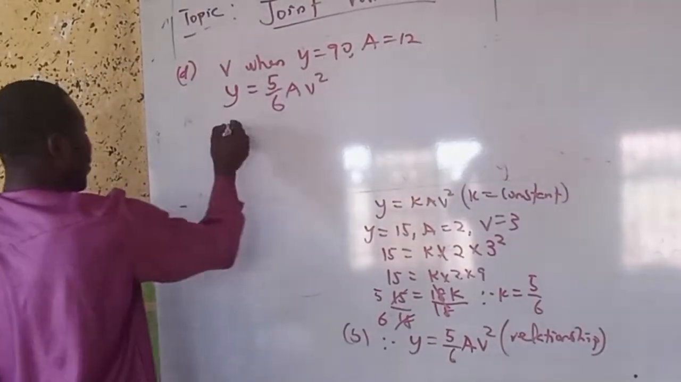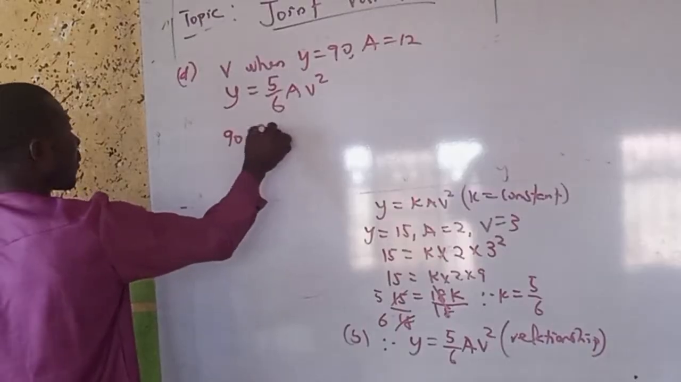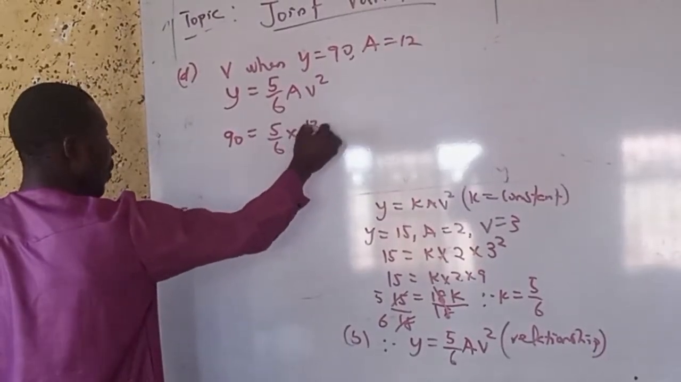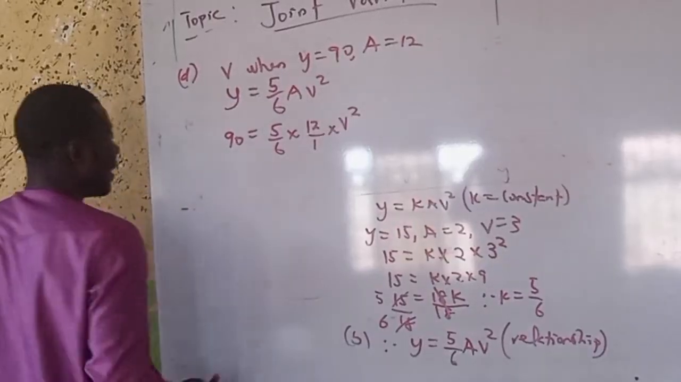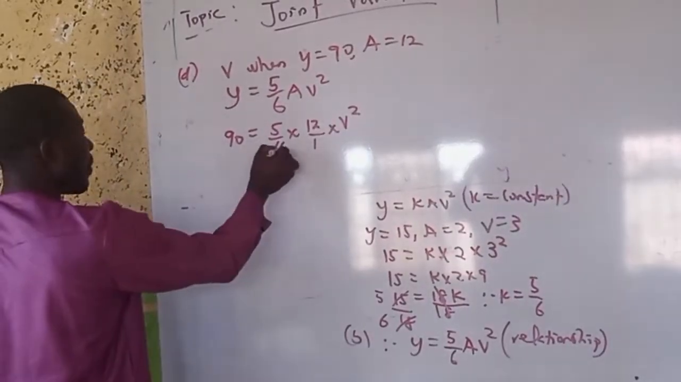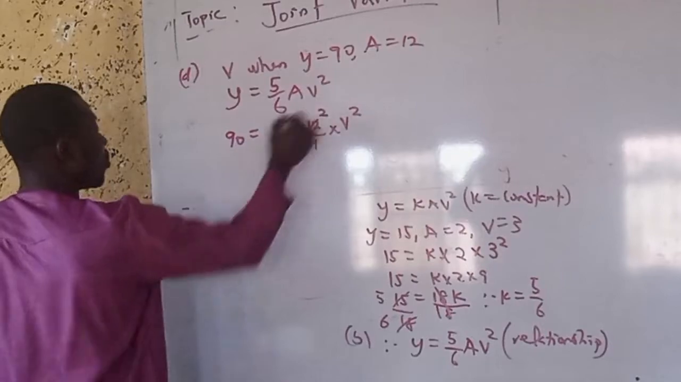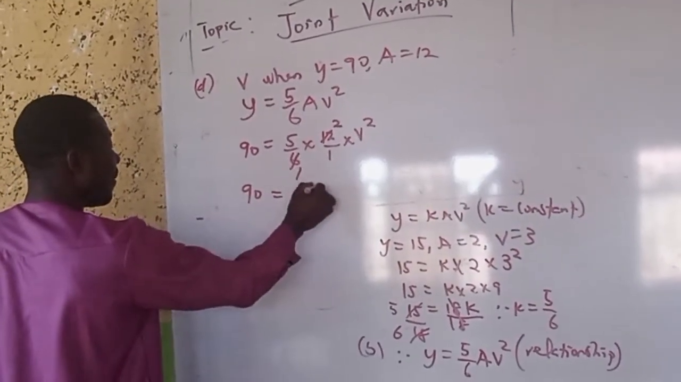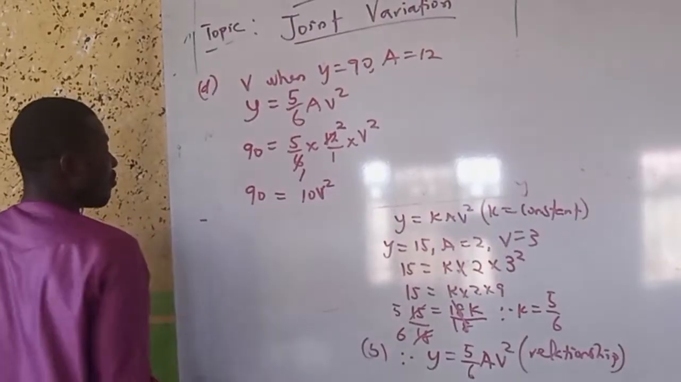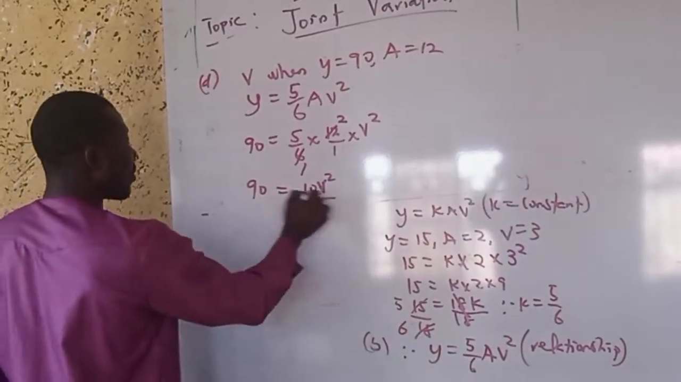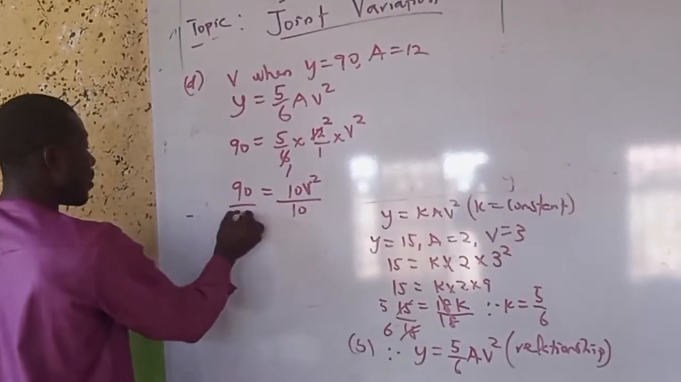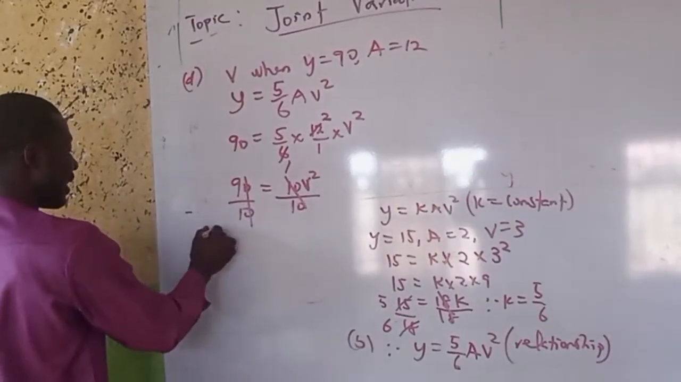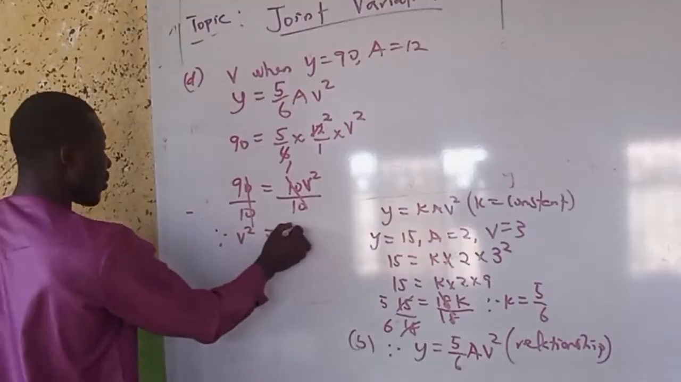Now y is 90. I'm having 90 to be equal to 5 over 6 multiplied by a, which is 12, that is 12 over 1, times v squared. We agree here that this will give us 1, and this will give us 2. We're now having 90 equals 10v squared. We divide both sides by the coefficient of v squared, which is 10. This one is 10, this one will go, and this will give us 9. That is, v squared equals 9.